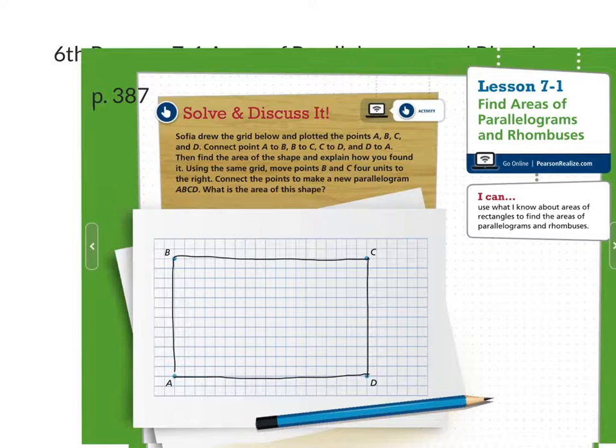Okay, so we're going to find the area of this first of all. Area we've talked about before. Area of a rectangle is length times width. So to find the area, one way we could just count how many squares there are. That's quite a few squares to count though. So what we may want to do is just count our length and our width here. So just count how many squares we have going across and how many squares we have going up and down.